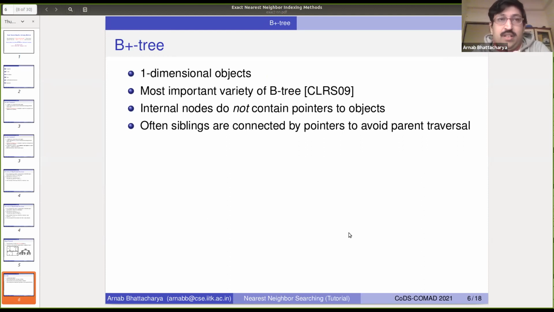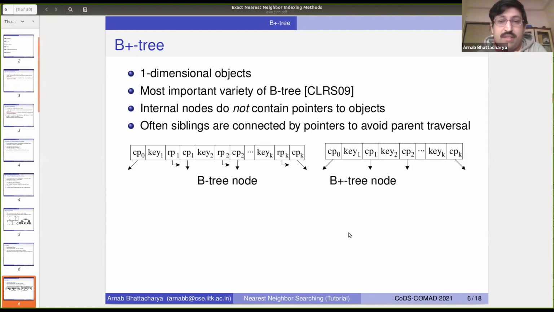So the B plus tree is the traditional thing in databases. Almost every database uses it for indexing, etc. The B plus tree is only for one-dimensional objects. This came as a variety from the B tree. The internal nodes do not contain any data pointers; only the leaf levels contain them. This is a recap of the basic database stuff.